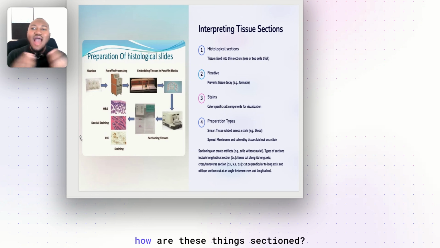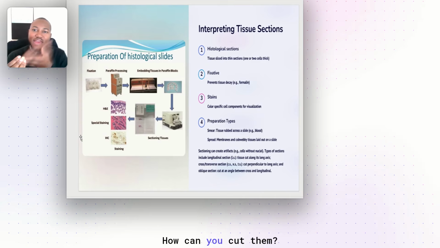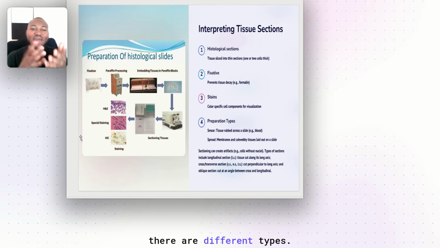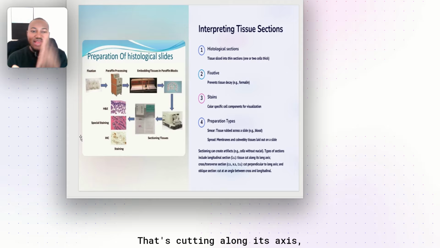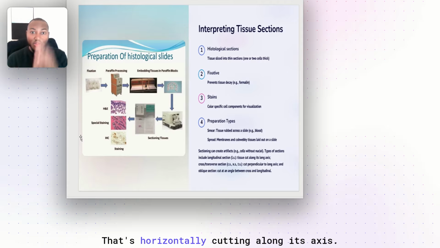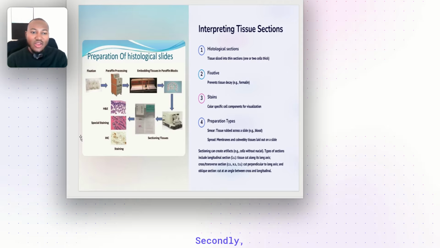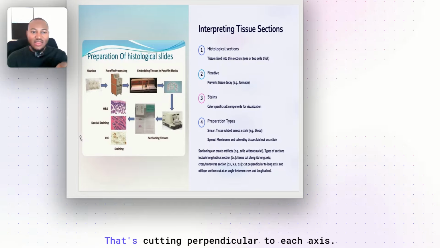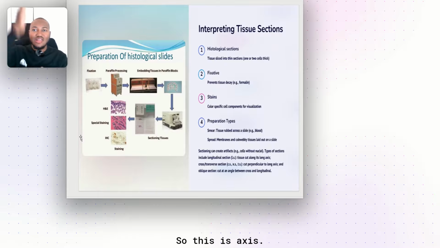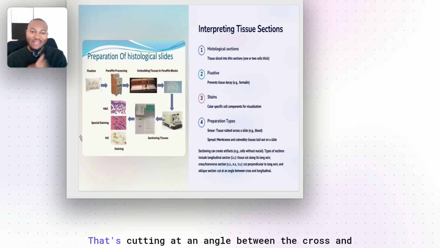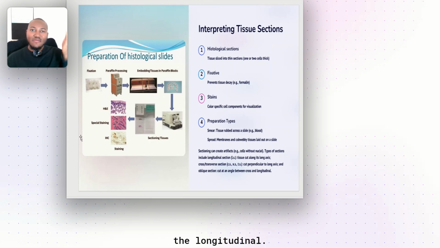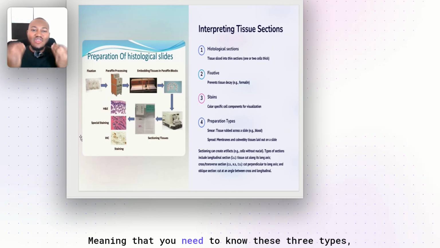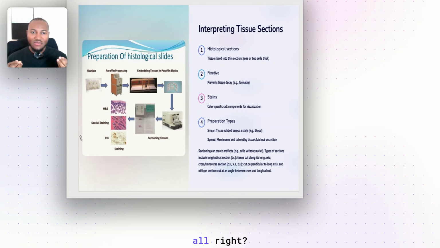All right? Now, how are these things sectioned? How can you cut them? First, there are different types. You can section them longitudinally, right? That's cutting along its axis. Secondly, you can section them transverse, right? That's cutting perpendicular to its axis. So this is the axis, this is perpendicular to it, all right? And the third one, you can go oblique. That's cutting at an angle between the cross and the longitudinal. Meaning that you need to know these three types, all right?